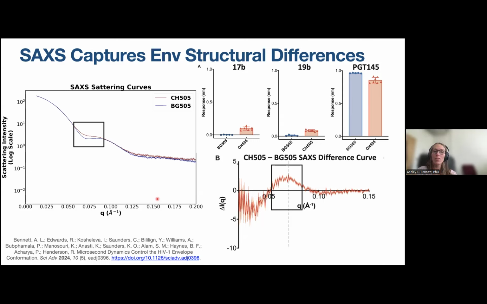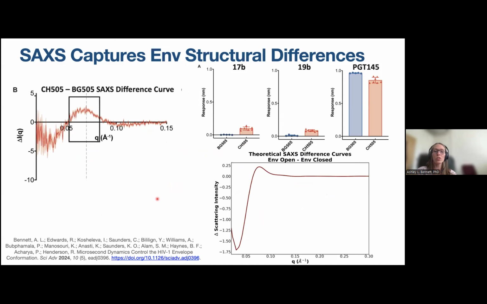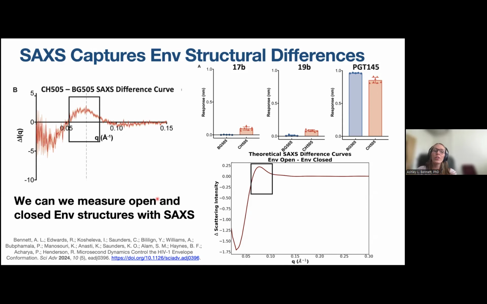So we built models for the envelope in a closed and open structure, and then calculated the theoretical SAXS curves and the theoretical difference curves for a closed to open transition. And this is the SAXS profile we got for this theoretical closed to open transition. And you can see that we're noticing the same feature at the same scattering angle value here. So from this, we interpret that we can measure differences between open and closed conformations in the envelope using SAXS.